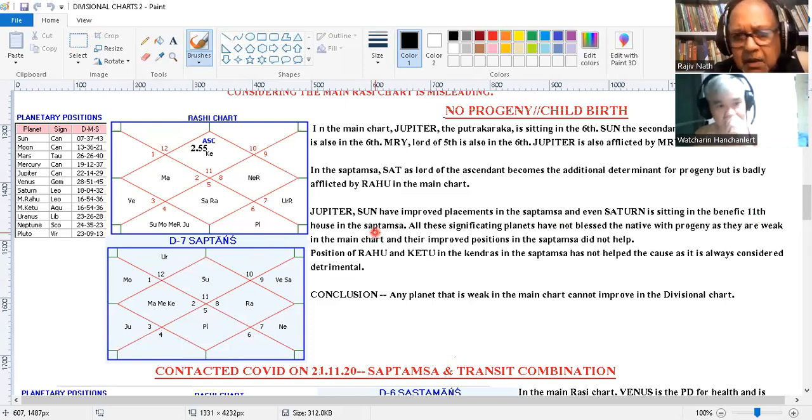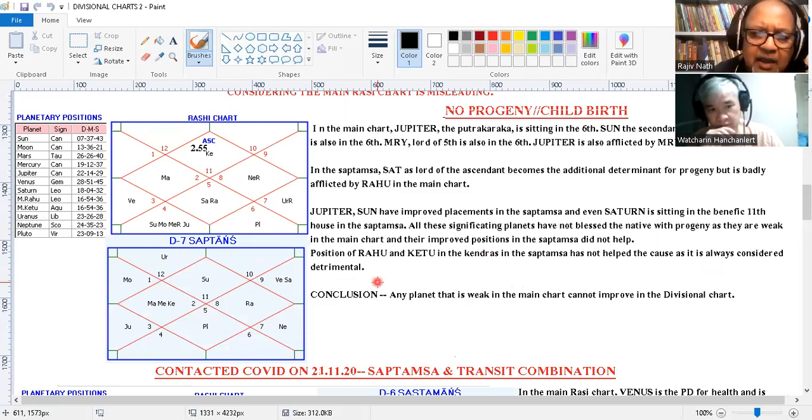All these significating planets have not blessed the native with progeny, as they are weak in the main chart. Already they are weak, so they cannot improve by good placements in the divisional chart. Their improved positions in the Saptamsa did not help. The position of Rahu Ketu in the Kendras in the D7 Saptamsa has not helped the cause, as it is always considered detrimental. In any Varga chart, Rahu Ketu in the Kendras, 1, 4, 7, 10, is not considered a good placement.